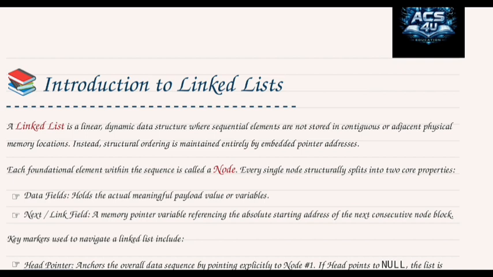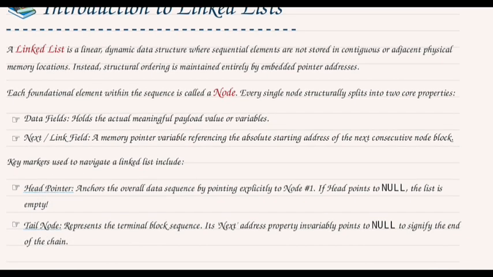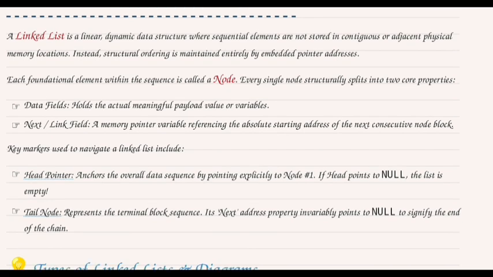The key markers used to navigate a linked list include the head pointer and the tail node. The head pointer anchors the overall data sequence by pointing explicitly to node 1. If head points to null, the list is empty. The tail node represents the terminal of the sequence. Its next address property invariably points to null to signify the end of the chain.